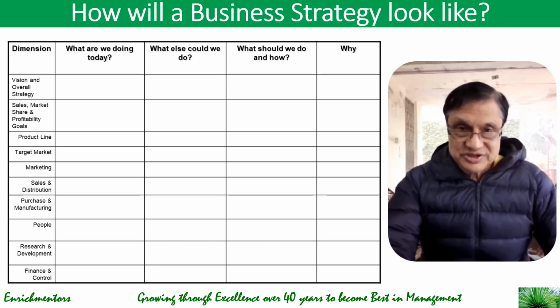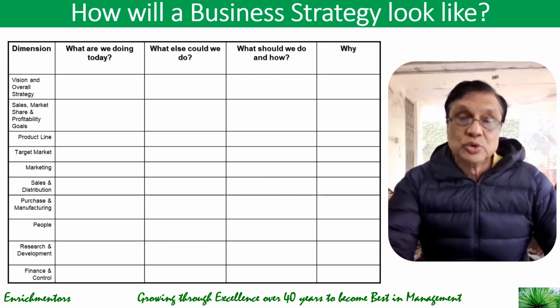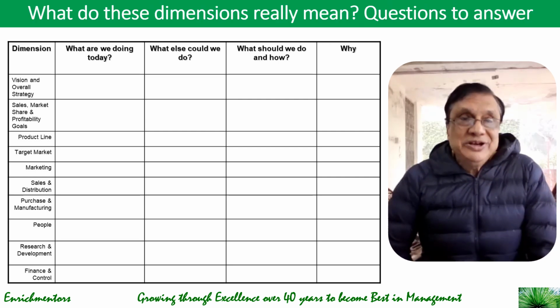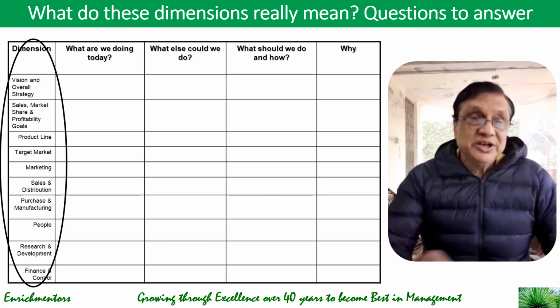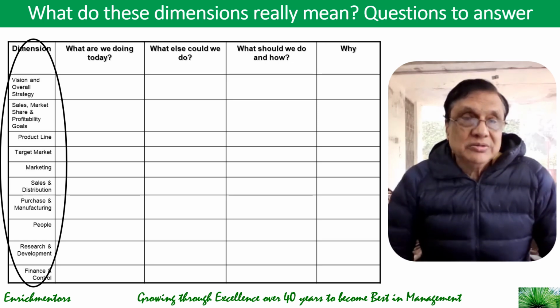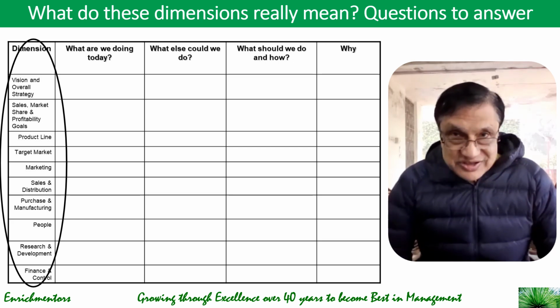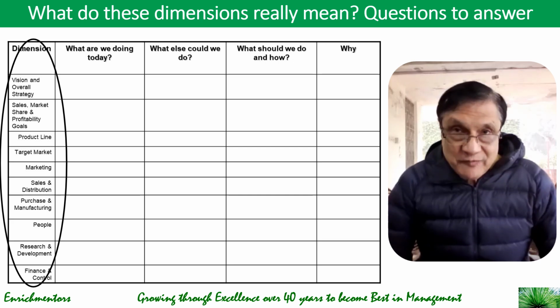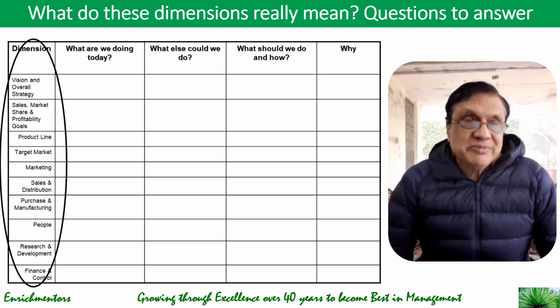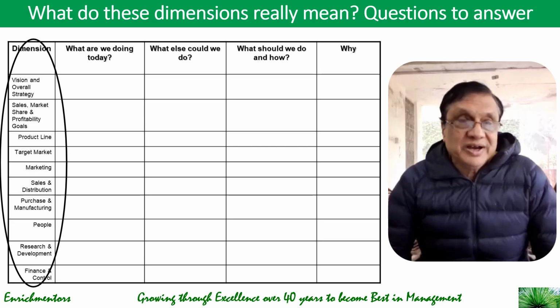So this is how I would say a business strategy would look like. You could do a PowerPoint in multiple slides, but this is the summary of everything. Now, what do these dimensions really mean? Vision is a wish backed up by some plans of where you want to be, what you want to be seen as. Overall strategy is choosing an overall competitive path between differentiation and cost. So that's what you need to choose. Now, the sales, market share, and profitability goals are what you define very clearly.